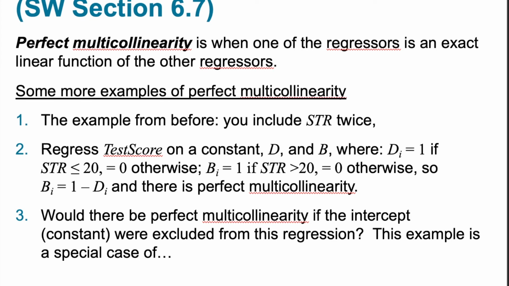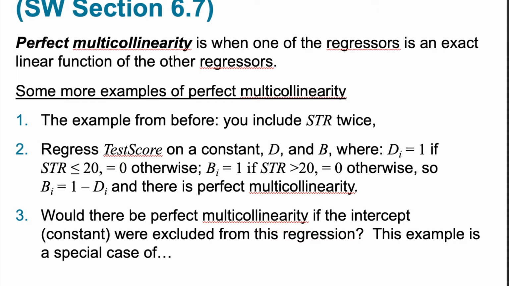In this video we are going to talk about multicollinearity. Multicollinearity is almost as fun to say as heteroscedasticity, but is much more of a problem. Perfect multicollinearity is when one of the regressors is an exact linear function of the other regressors. Let's look at some examples.